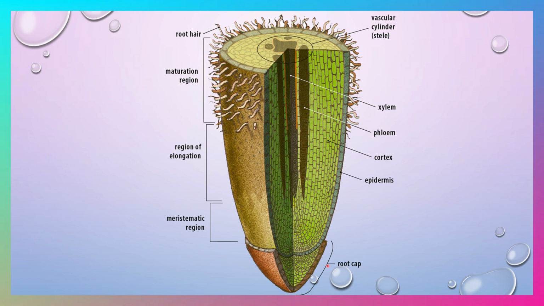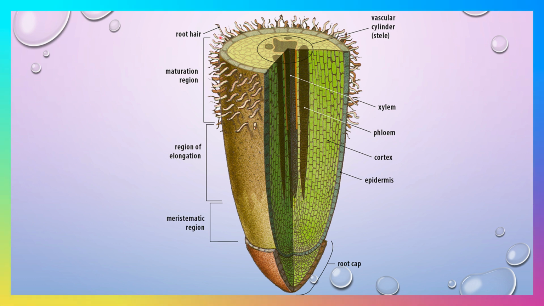So here's a diagram. Let's go over all these various areas. So the root cap is here, and the apical meristem is down here. Okay. The meristematic region is the region of cell division that pushes this down into the ground. Then the region of elongation, which is where the cells elongate and the root becomes longer. And then the maturation region up here where the actual vascular cylinder is formed.